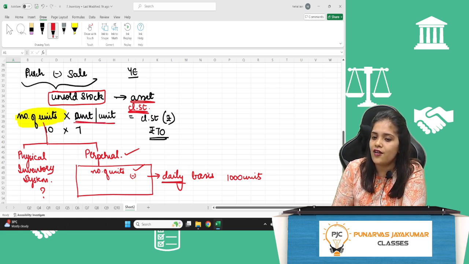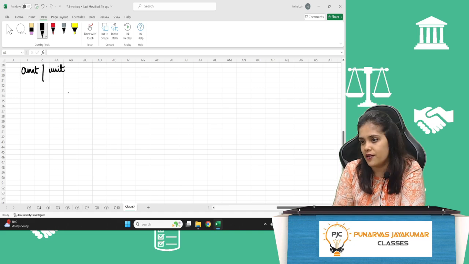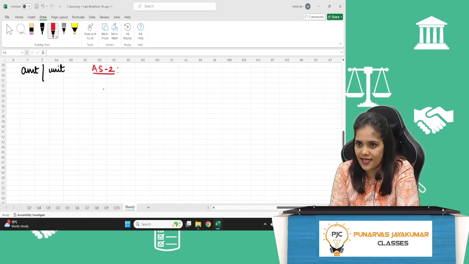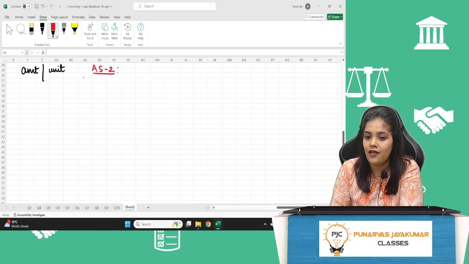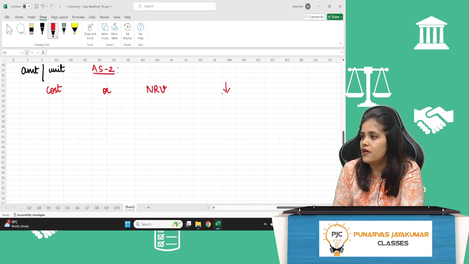Second, how to calculate the amount per unit. This is given by accounting. Actually, valuation is done as per accounting standards: inventory is valued at cost or net realizable value, whichever is less.